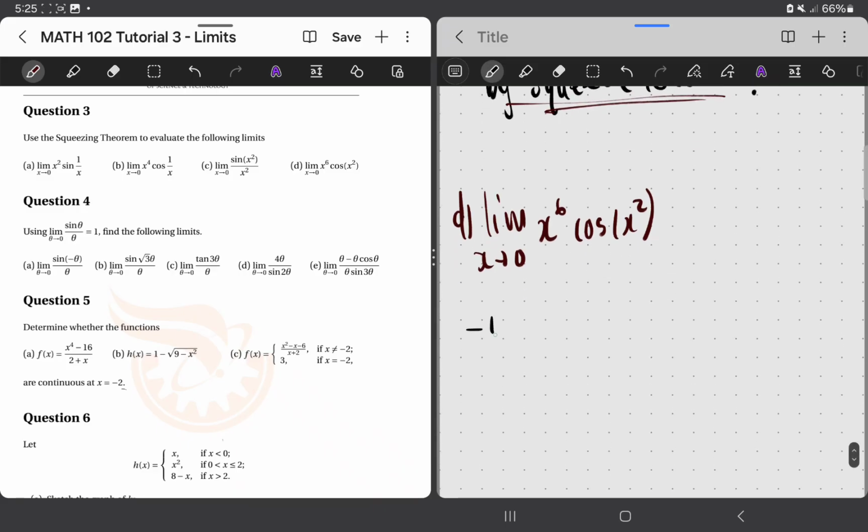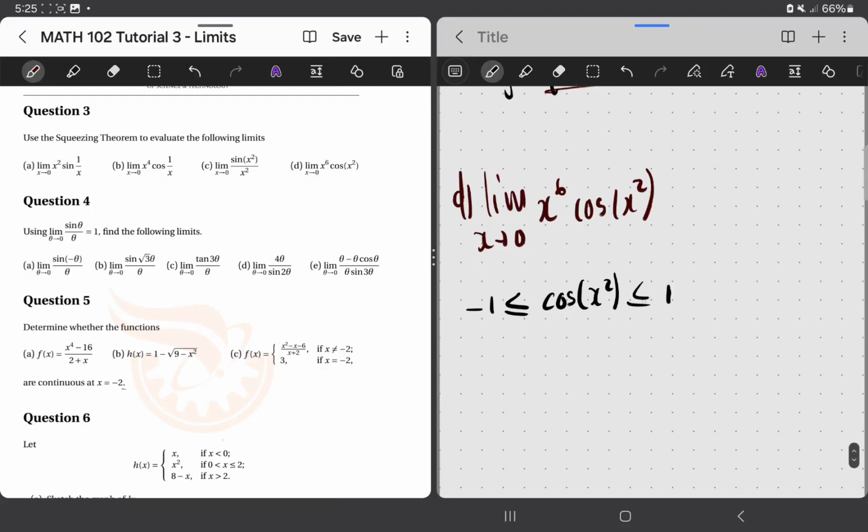And we know it starts from -1 and ends at 1. Cos of whatever it is, we don't care. This cos of x squared still begins at -1 and ends at 1, or its range is between -1 and 1. All the time it keeps doing that.